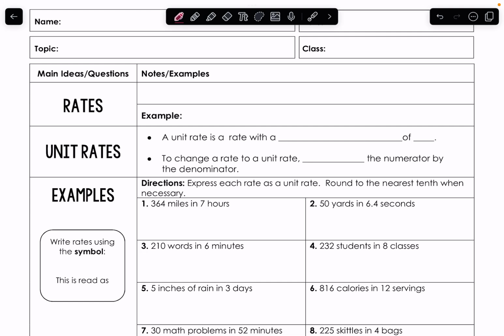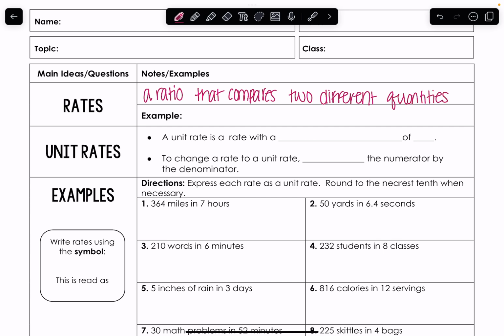Okay, so we're going to fill out our definition of what a rate is. That's up at the top in this box. A rate is a ratio that compares two different quantities. This is what we've been doing all along, but with quantities, it's more of something that can be measured.